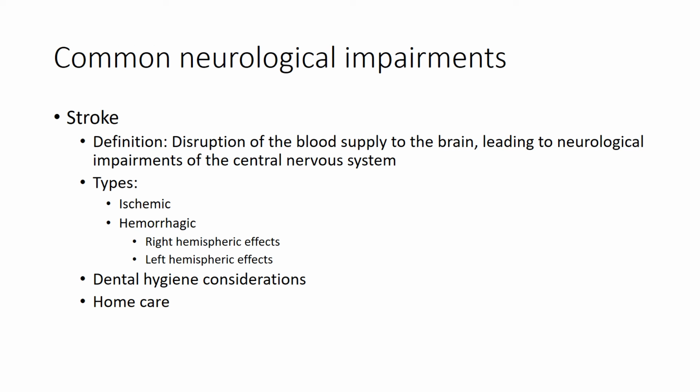We also know from pharmacology, if you've had that already, that stroke is a disruption of blood supply to the brain. We have a clot or a brain bleed that leads to neurological impairments of the central nervous system. It can be ischemic, which is a clot, and that means we have a cutting off of the blood flow to the region of the brain, or it can be hemorrhagic when we have a brain bleed.